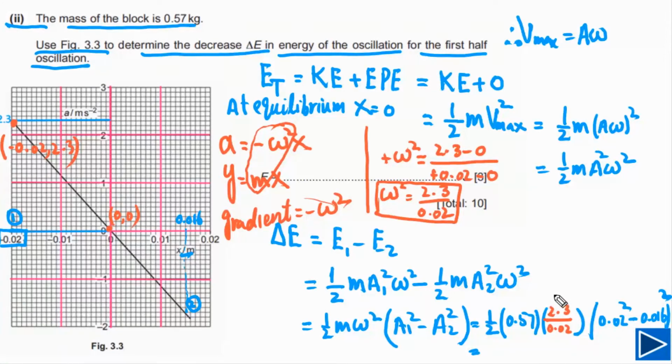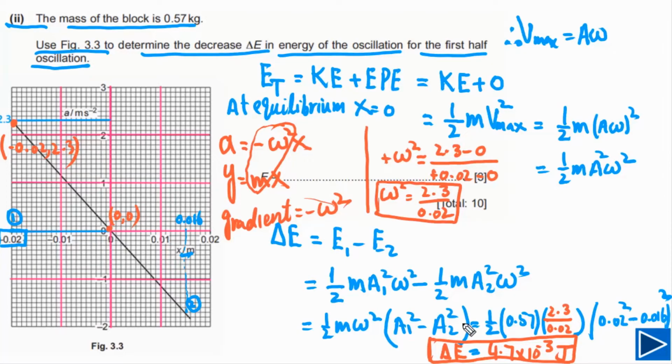Now we need to simplify this. If we simplify this one, our final answer will be 4.7 times 10 to the negative 3 joules, and this is our final answer. So this is the decrease in energy.